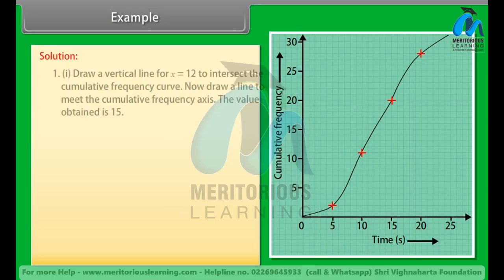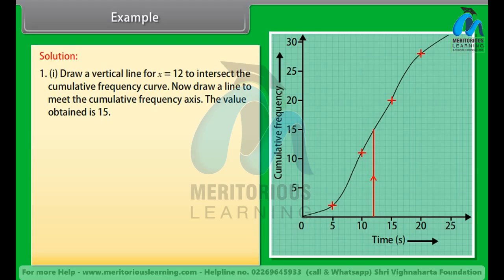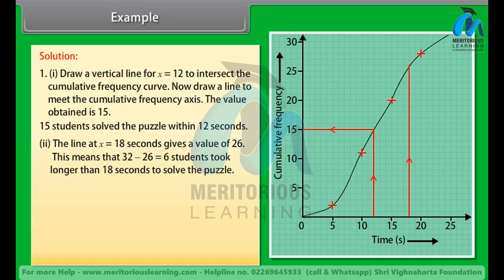Solution. 1. Draw a vertical line for x as 12 to intersect the cumulative frequency curve. Now draw a line to meet the cumulative frequency axis. The value obtained is 15. 15 students solved the puzzle within 12 seconds. 2. The line at x as 18 seconds gives a value of 26. This means that 32 minus 26 equals 6 students took longer than 18 seconds to solve the puzzle.